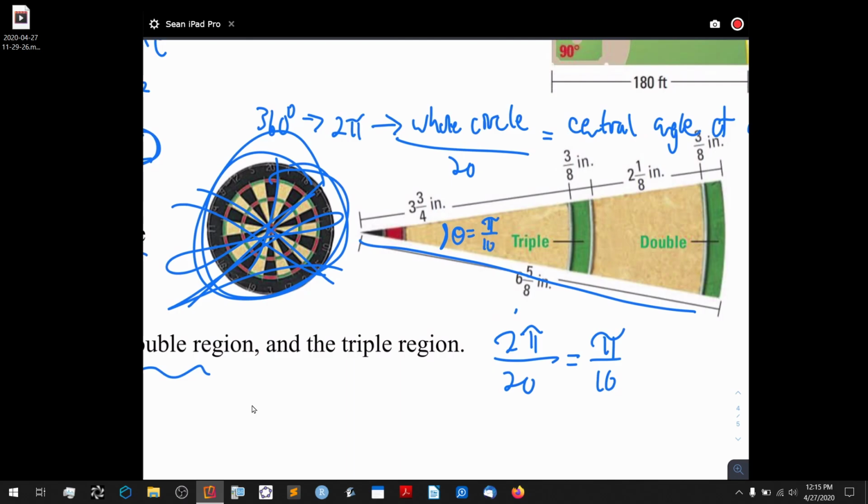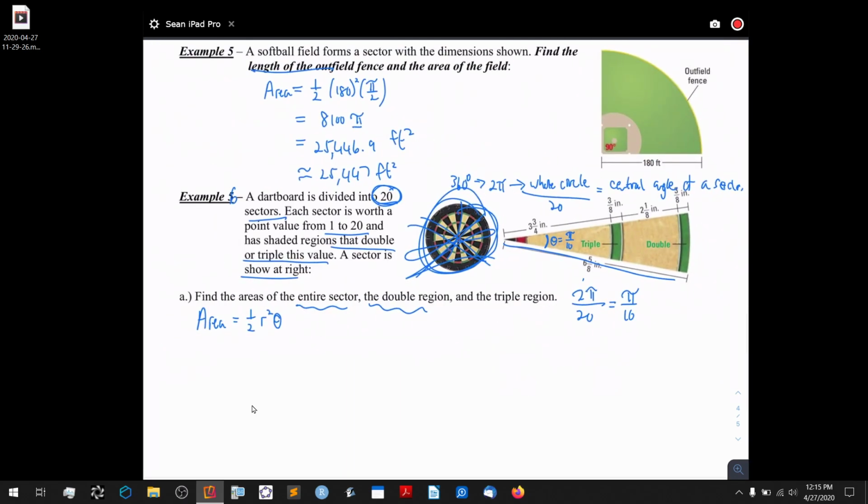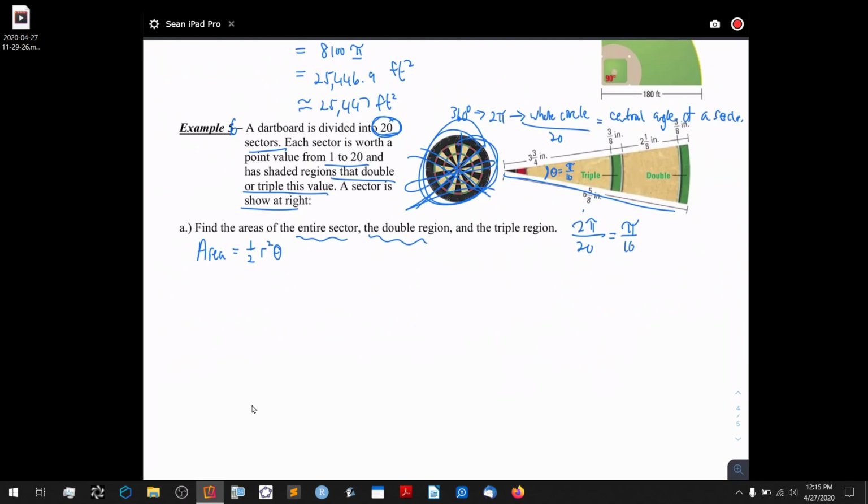Okay, that's the central angle. And so now I can find the area. Let's say we want to find the area of the entire sector. How do I do that? I do this: 1/2 times the radius.